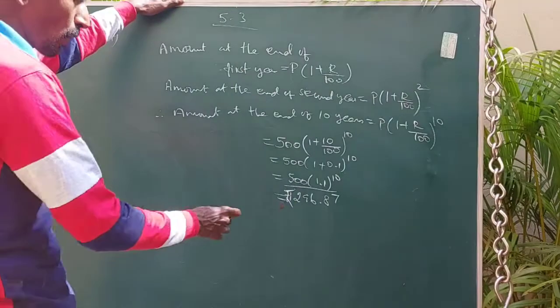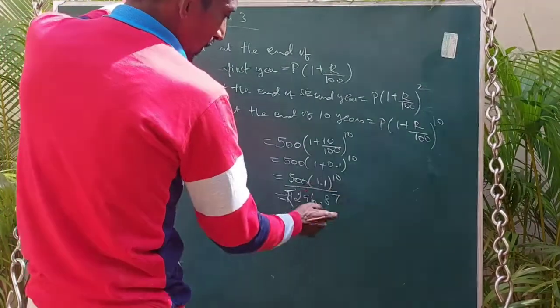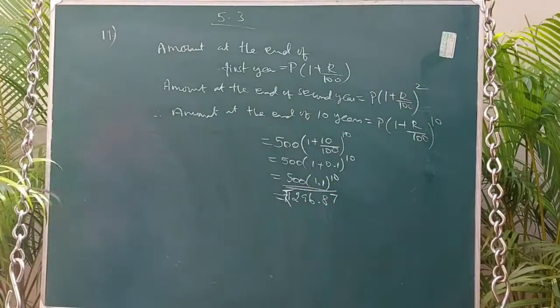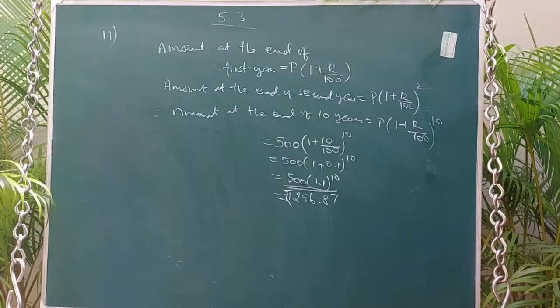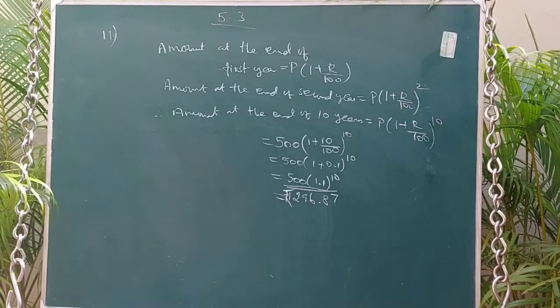The total amount is 1296.87. You can use any one of the methods to find the answer. So 1296.87 rupees is the answer for question number 11.